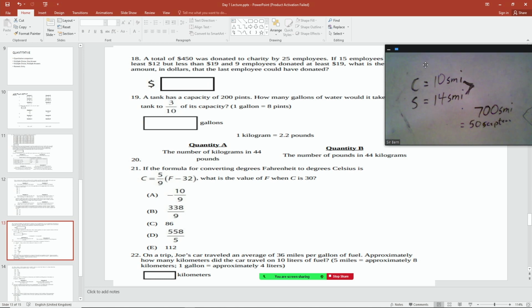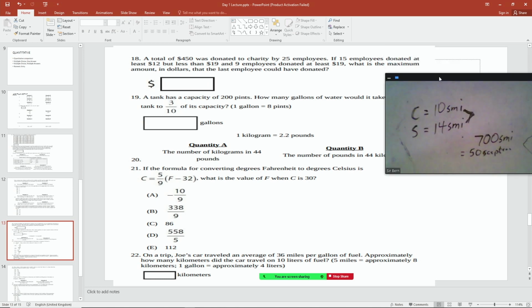Moving on to question 18. Question 18 is saying that a total of $450 was donated to charity by 25 employees. If 15 employees donated at least $12 but less than $19, and 9 employees donated at least $19, what is the maximum amount in dollars that the last employee could have donated? The summation of 15 plus 9 gives us 24, so it's left with 1. Because we want the maximum the person can give, it means that the rest should pay the least so that this person can pay more.